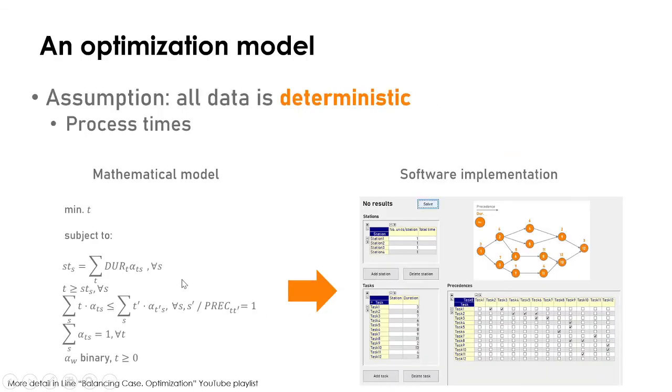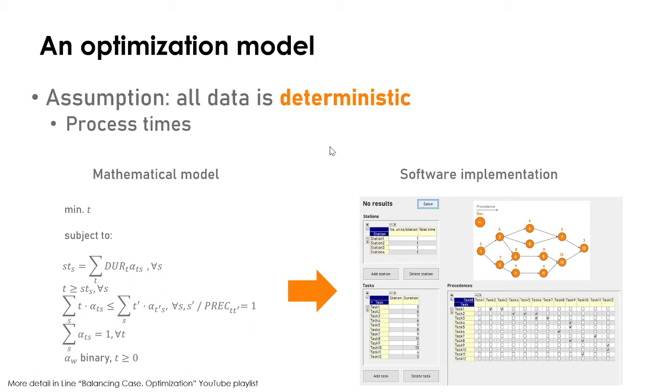What we did in the optimization approach, the deterministic approach, is to assume that all the process times were deterministic. So in the previous table, we knew for sure what was the time for us to perform every task. So we had a mathematical model, which is the one we have here. And for that, we had a software implementation. So every time we clicked this button solve, we obtained an assignment, and that was the design for our line, so that we knew what we have to perform in every single station.